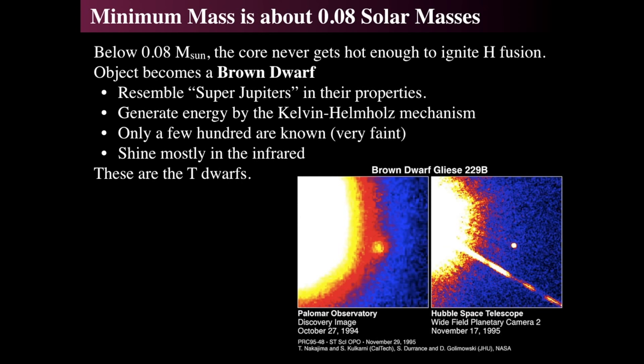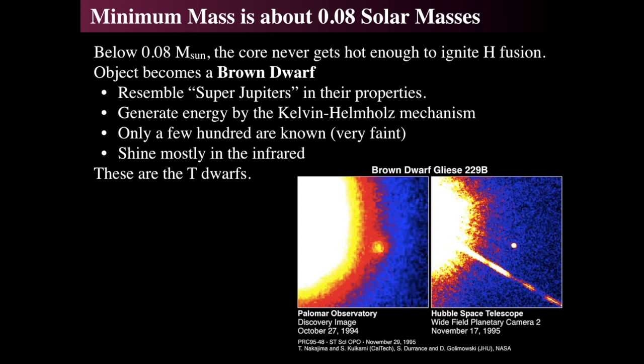Now, the smallest mass that you can possibly have for a star is about 8% of the mass of the Sun. Below that mass, it's never hot enough to ignite proton-proton chain or CNO cycle-type hydrogen fusion. We call those things brown dwarfs, and they are only a little bit bigger than the planet Jupiter. We call them super Jupiters because their properties are really weird. They do generate energy through the Kelvin-Helmholtz mechanism, by contraction under gravity.